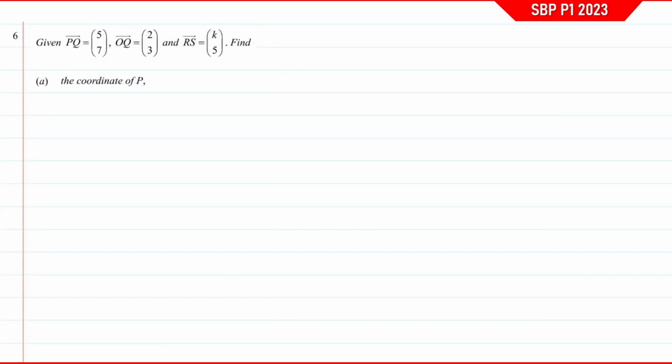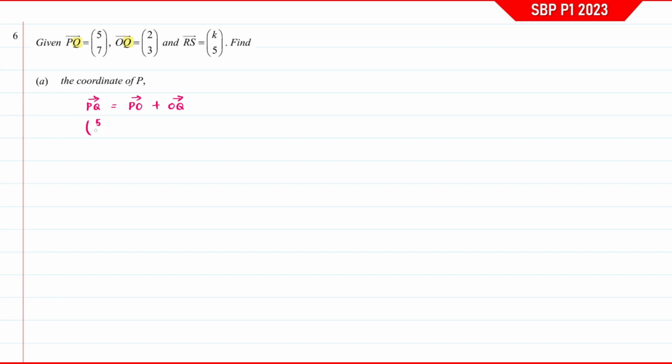Question number 6. Given vector PQ is (5, 7), vector OQ is (2, 3), and vector RS is (k, 5). Find A. The coordinates of P. The vectors PQ and OQ are connected by the point Q. Using the triangle law, we can write that vector PQ is equal to PO plus OQ. The O will be the origin of the Cartesian plane.